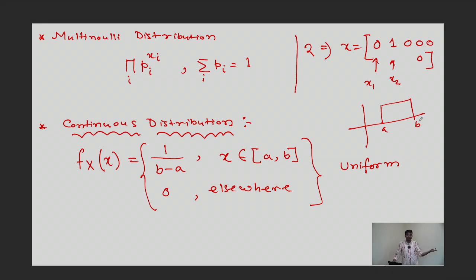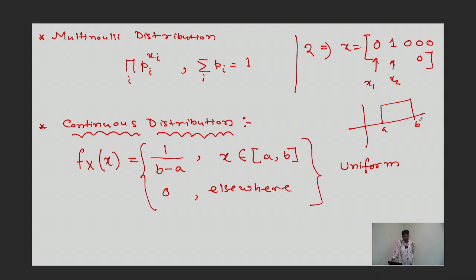So what is the probability of a given point for a continuous random variable? It is 0 everywhere. It has nothing to do with boundary. Because that's a continuous variable. For a continuous variable, the probability that x will take a given value is 0. That value is anywhere. That has nothing to do with boundary. Okay. So yeah, this is uniform.